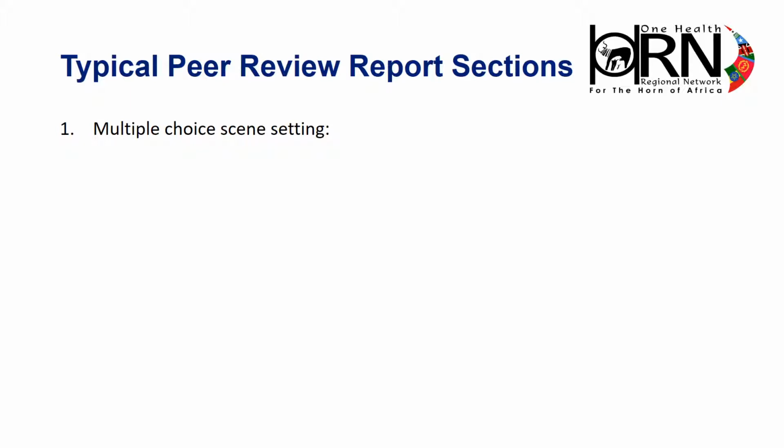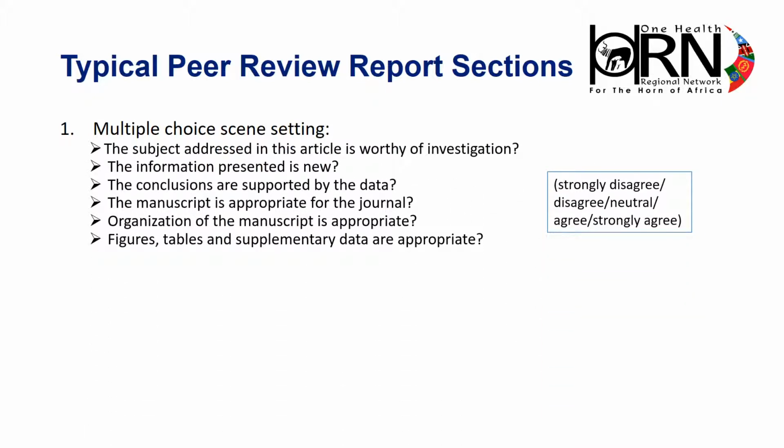Typical sections of a peer review report include questions about setting the scene of the research. Things like, is the subject addressed in this article worthy of investigation? Is the information presented new? Are the conclusions supported by the data? Is the manuscript appropriate for the journal? Is the organisation of the manuscript appropriate? And are the figures, tables and supplementary data appropriate?